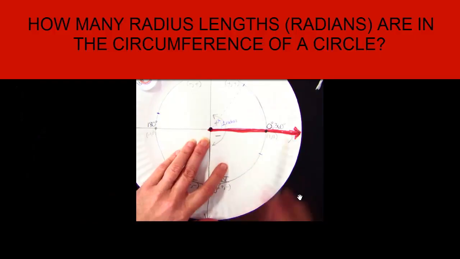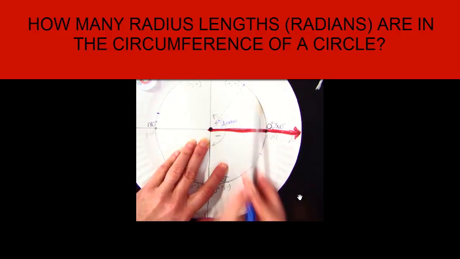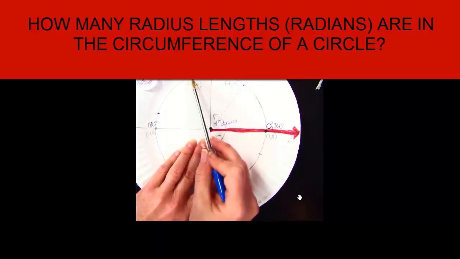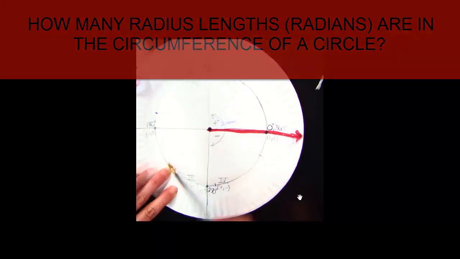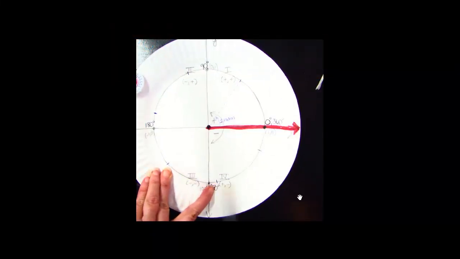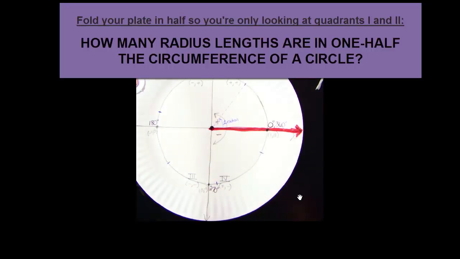And now I want you to think about how many radius lengths are there in the circumference of a circle? How many radian markings do we have all the way around our circle? If you count around, you'll notice there are 6. There are 6 radians, and a little bit more, right? We didn't get exactly 6.